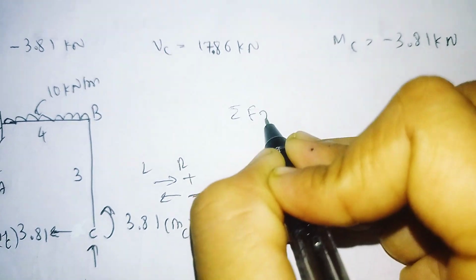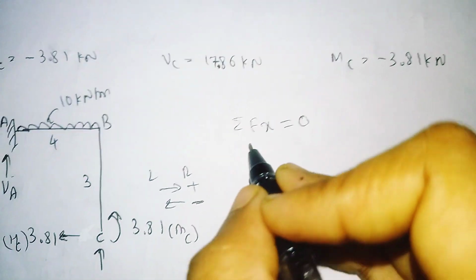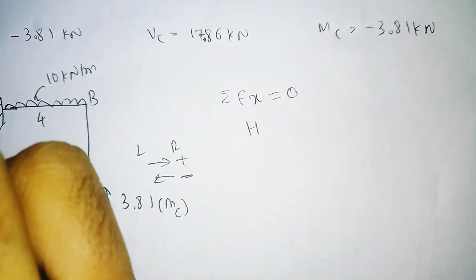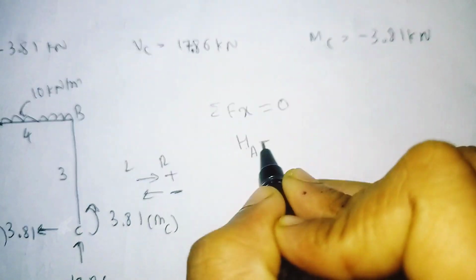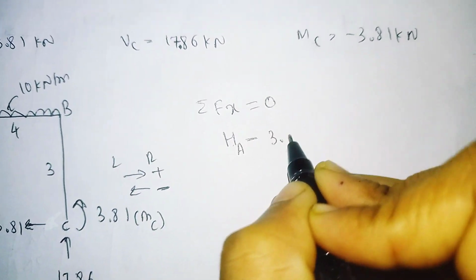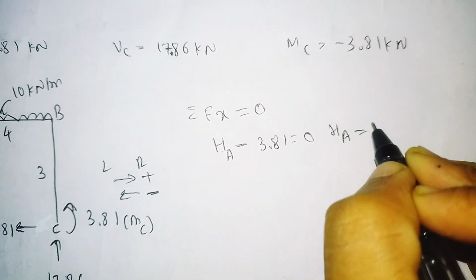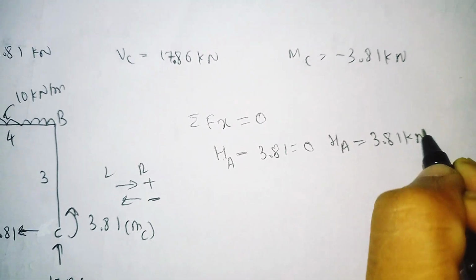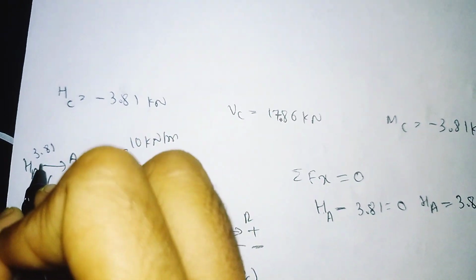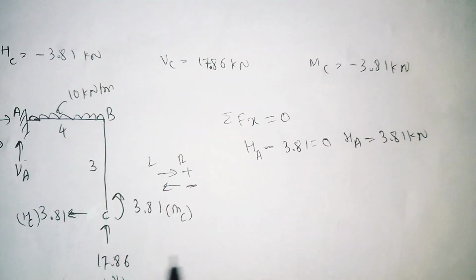Now summation of Fx is equal to 0. So here horizontal is this. HA minus, it is going this side. Now we need to take the minus 3.81 is equal to 0. So our HA will come out as 3.81 kilonewton. So HA is 3.81, so the direction we have taken is correct.